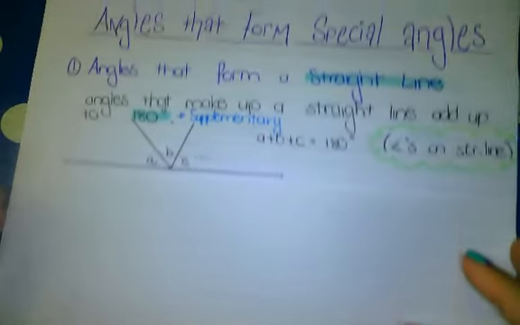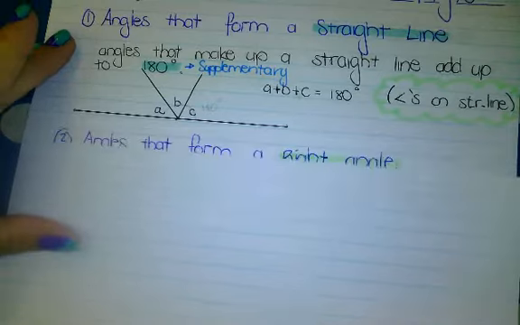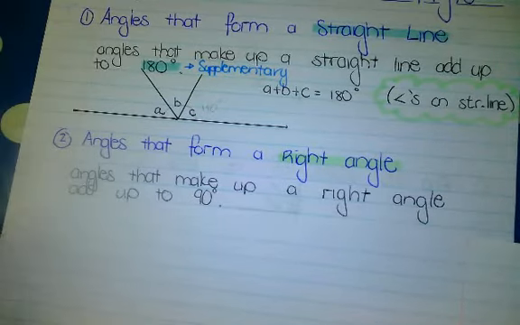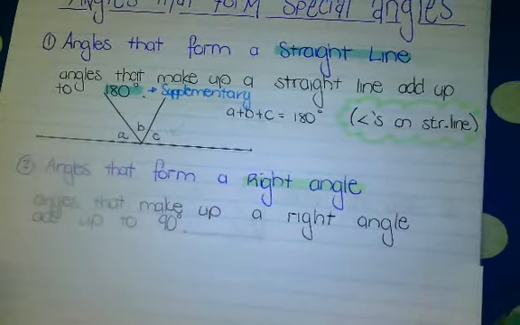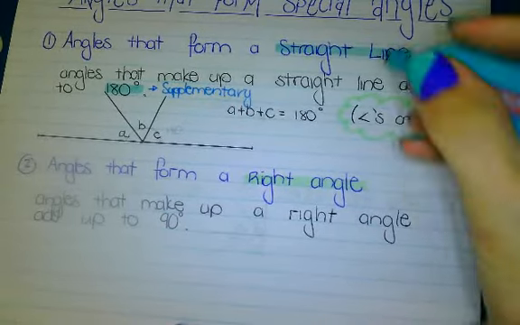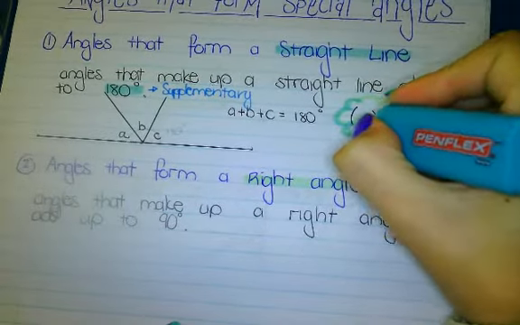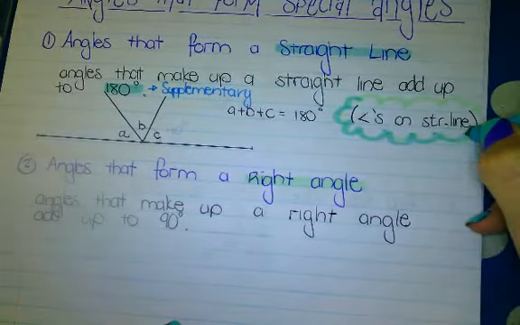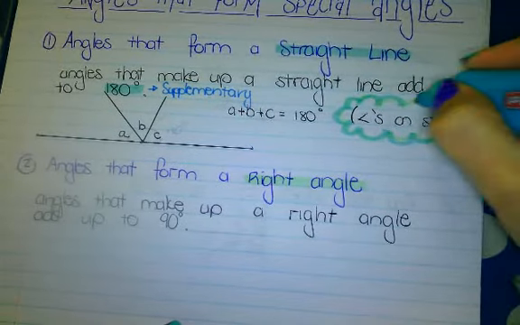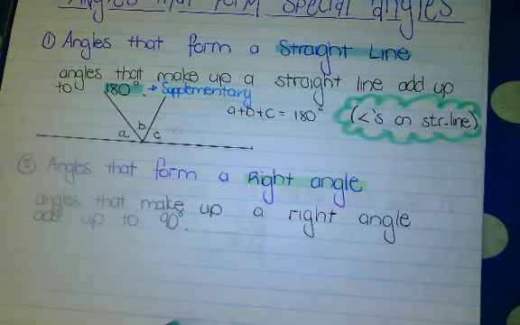Okay, next theorem. That's it, that's our first theorem. The next theorem is angles that form a right angle. Oh, this is going to annoy me. Everything to do with straight lines was blue, and now I've made that a green cloud. Sorry. Make it a blue cloud. Okay, next one, angles that form a right angle.